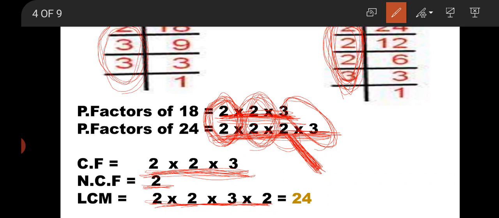And after that we will multiply all the numbers, all the common and non-common factors. 2 2s are 4, 4 3s are 12 and 12 2s are 24. So students, 24 is the LCM of the pair of numbers.